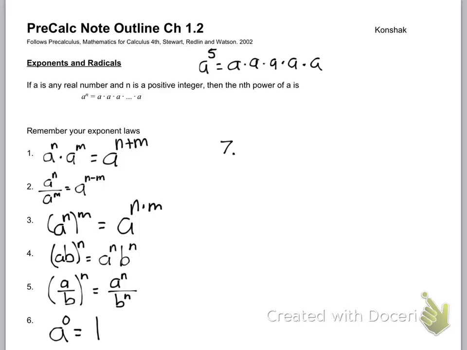0 to the 0 power? I do believe that one might be undefined because you can't divide by 0. Quick little proof here, guys.